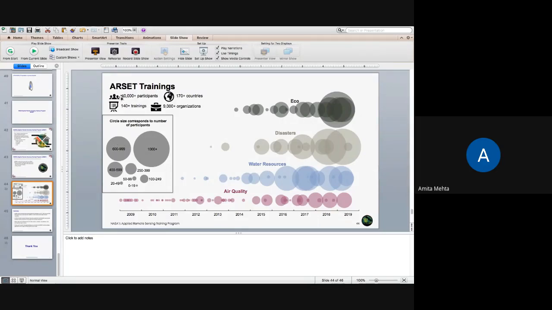So overall, since 2019, combining all the themes, about 40,000 participants have taken ARSET trainings from about 170 countries. And close to 150 trainings are now conducted. About 9,000 plus organizations have participated. And as you can see, disasters and land management have become more popular in the last 2 to 3 years.